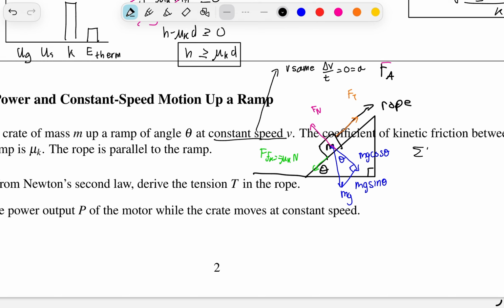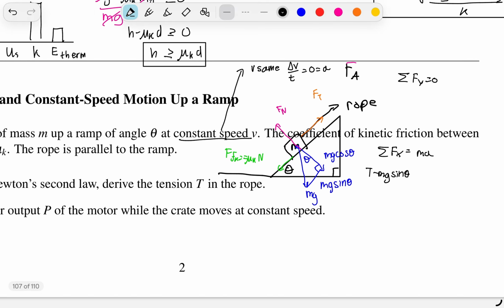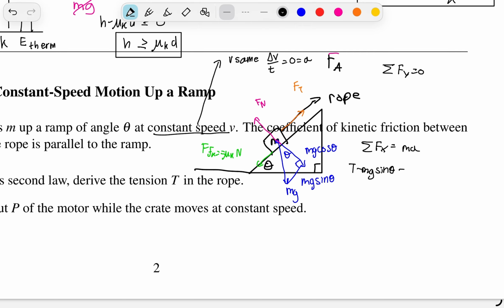Now let's think about the summation of our forces in the x direction. This is what we have to analyze, because the vertical forces are balanced at 0. So Fx is equal to mass times acceleration. Your tension force is pulling up the ramp. Mg sine theta, that component of gravity, is pulling down the ramp. And mu k times mg cosine of theta, our frictional force, which opposes our direction of motion, is also pulling down the ramp. That's equal to 0. So you just isolate tension: mg sine of theta plus mu k mg cosine of theta.